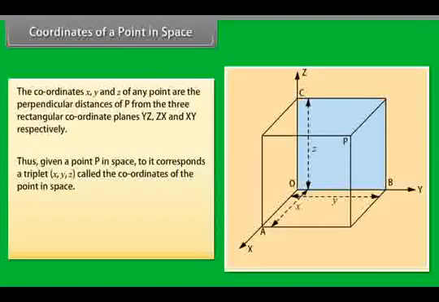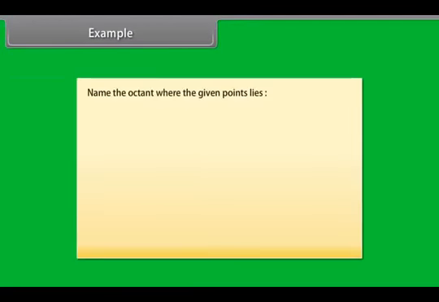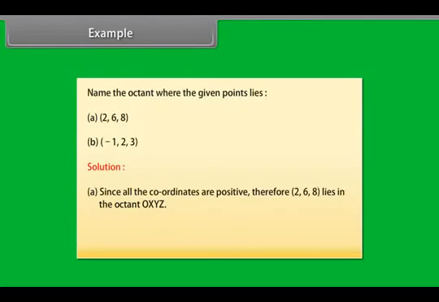Example: name the octant where the given points lie: 2, 6, 8; minus 1, 2, 3. Solution. Since all the coordinates are positive, therefore 2, 6, 8 lies in the octant OXYZ.